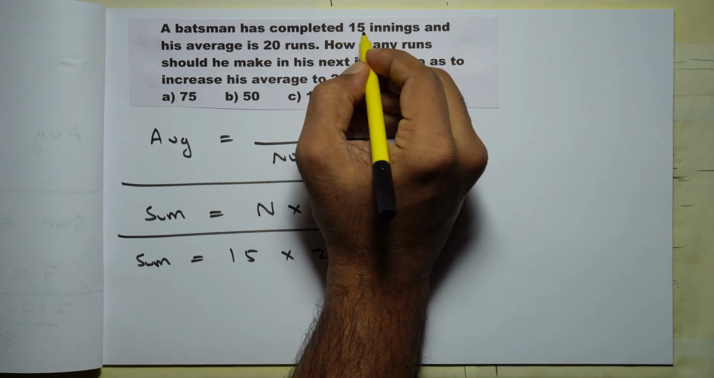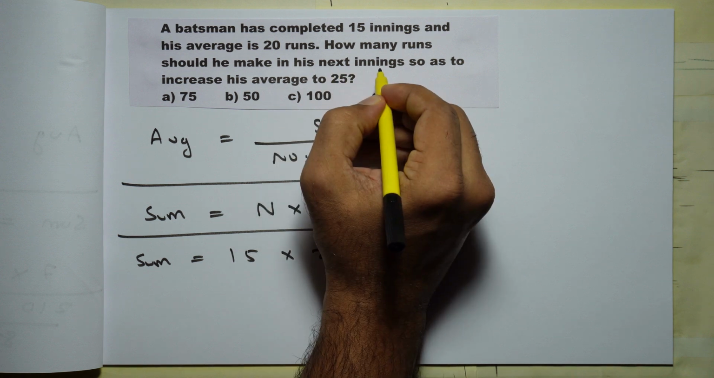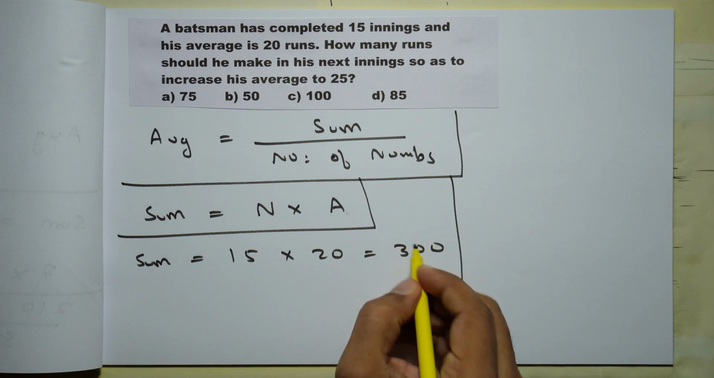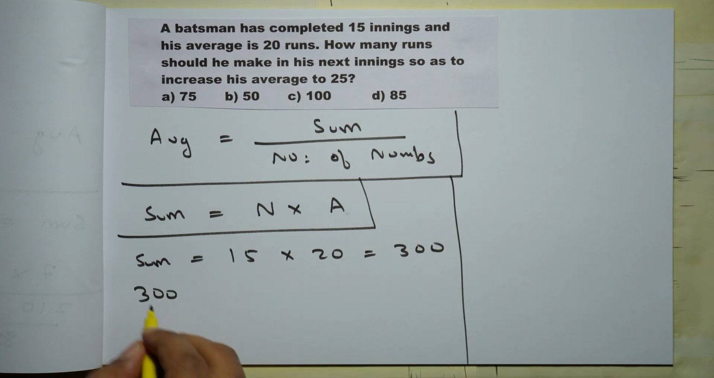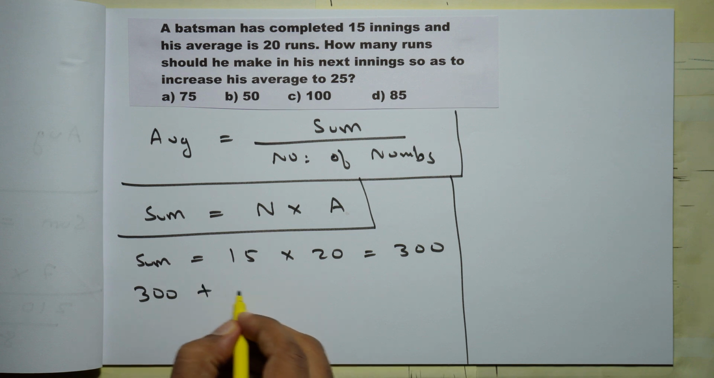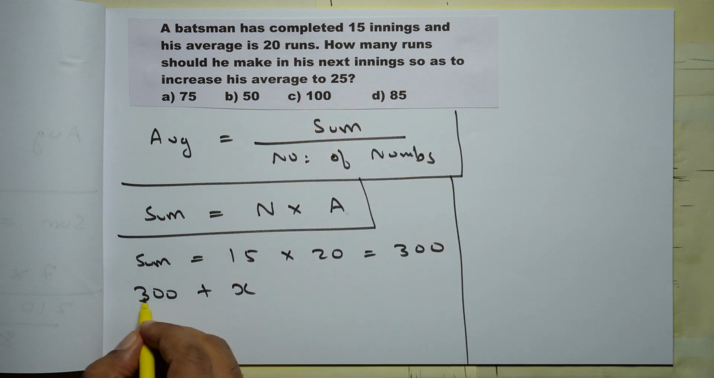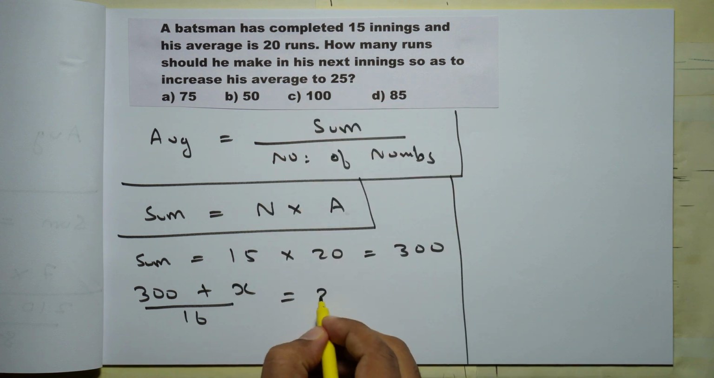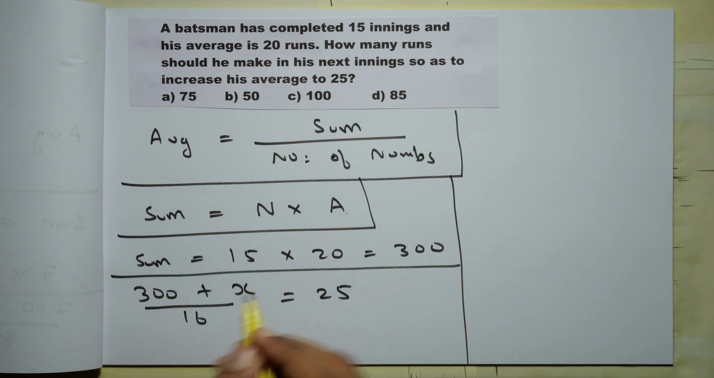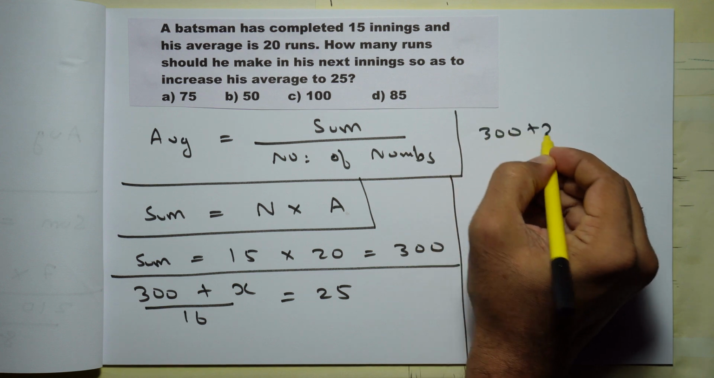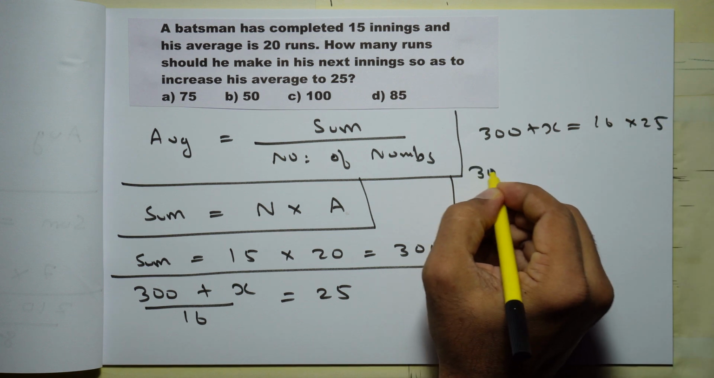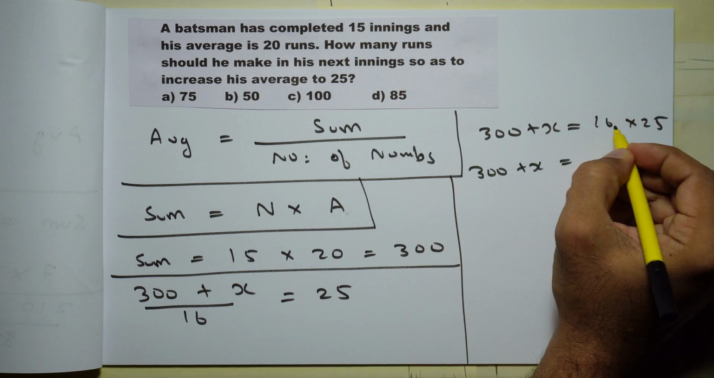Because initially he has already played 15 innings, next one will be the 16th innings, so as to increase his average to 25. So we'll form the equation like that. Initially he has made 300 runs. We will assume that he makes X runs in his next innings, that is the 16th innings. So total runs by number of innings, which is 16, and this average should be equal to 25. So we'll just solve this. So 300 plus X is equal to 16 into 25.